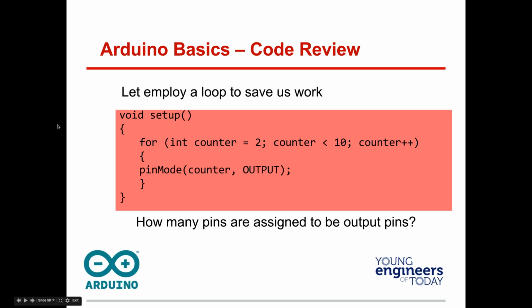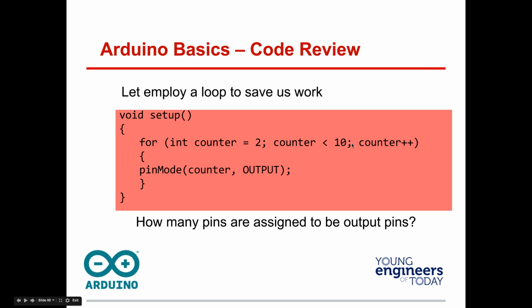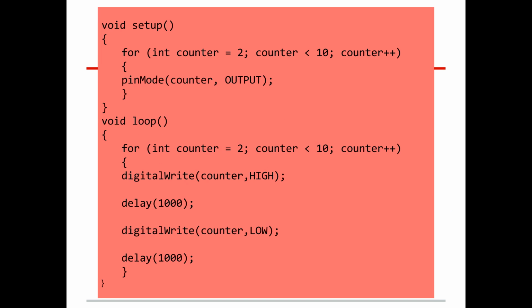Excellent, guys. I didn't say it out loud. 9. Very good. So you can go up to 9, all right? So you could have done it this way, lame, or you could have done it this way. And this works. This is so much faster. Once you start using loops, you never go back.